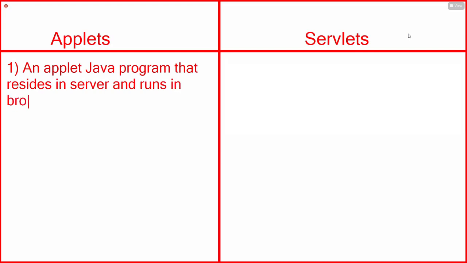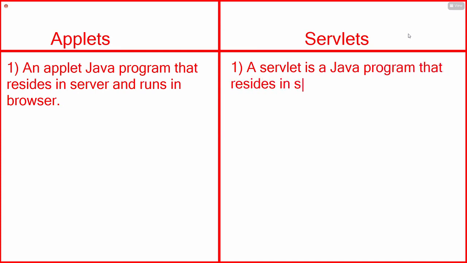An applet is a Java program that resides in server and runs in browser. A servlet is a Java program that resides in server and runs in server only.